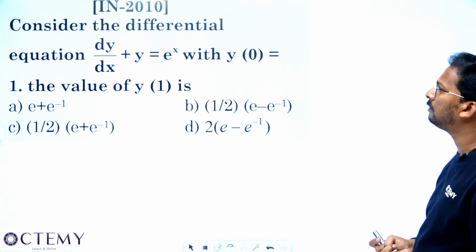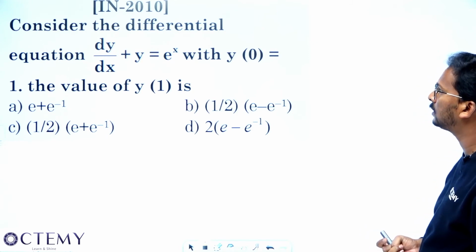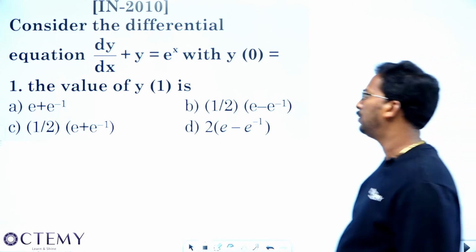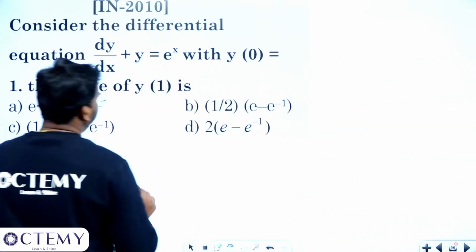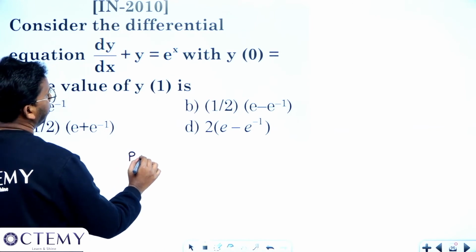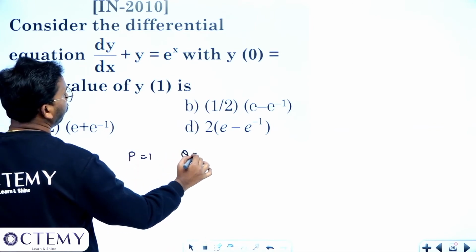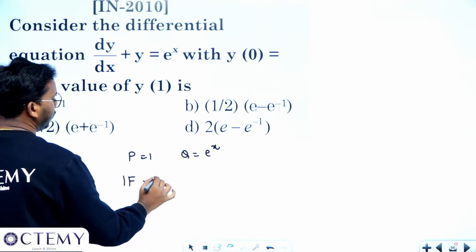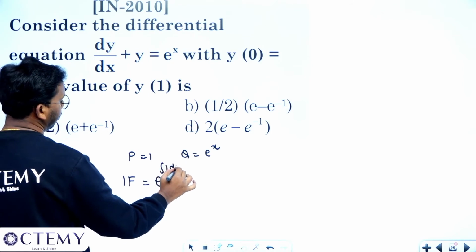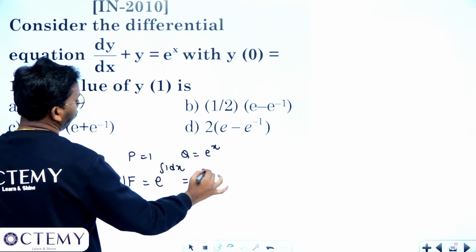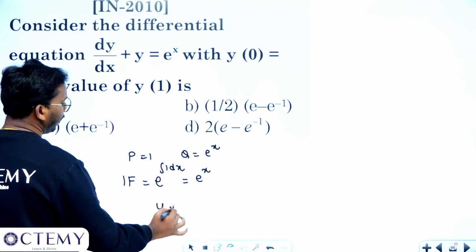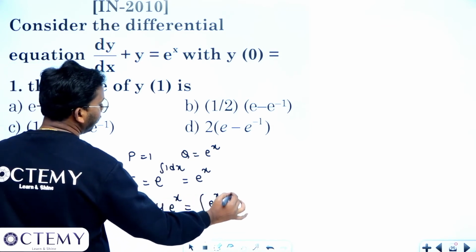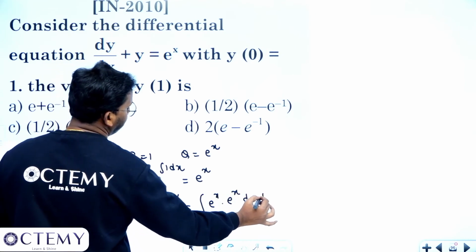Let us see this question. Consider the differential equation dy by dx plus y is equal to e power x with y of 0 equal to 1. The value of y of 1 is? Very good, sir. What is p here? p is basically 1. What is q here? q is basically e power x. What is the integrating factor? The integrating factor is e power integral 1 dx. That will be e power x. What will be the solution? The solution will be y into integrating factor is equal to integral of q into integrating factor dx plus c.